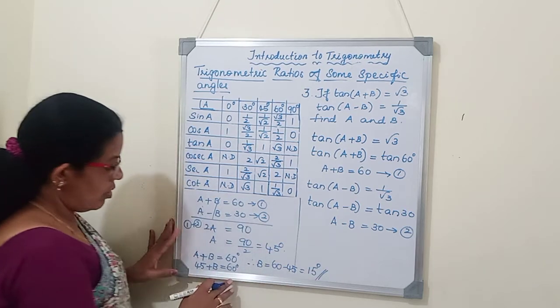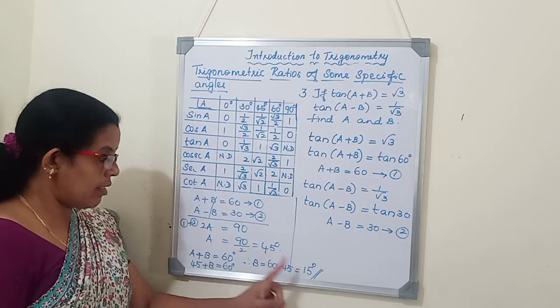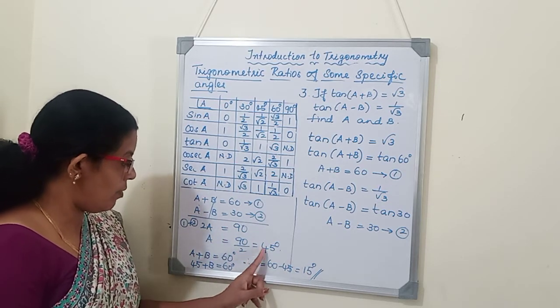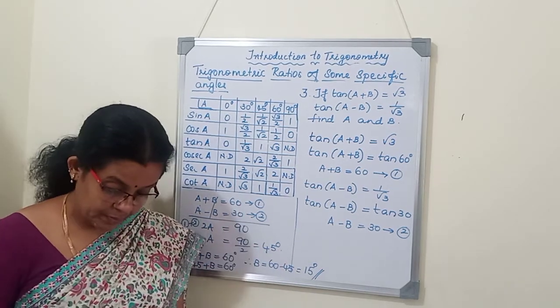15 degrees we got. So the value of a is 45 degrees and the value of b is 15 degrees. The value of a is greater than the value of b, and both values, like the sum of a plus b, lie between 0 to 90 degrees. A plus b we got 60.